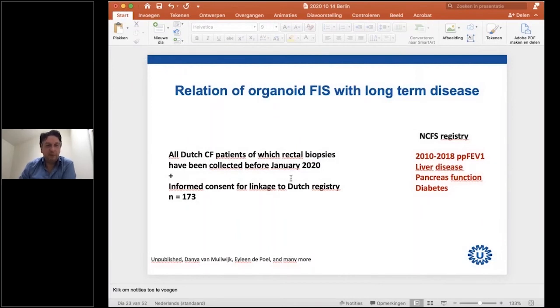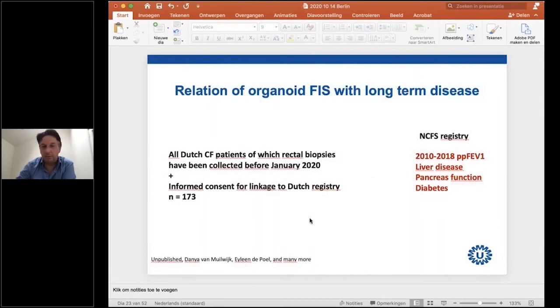So what we do here is we have collected, I think, now more or less about 40% of Dutch CF patients. We have collected the organoids from them. We don't have informed consent from all of them to link to Dutch registries, but we had it from 170 subjects more or less. And for these 170 subjects, we looked at the annual decline in ppFEV1, for instance, but also comorbidities like liver disease, pancreas function, and diabetes.